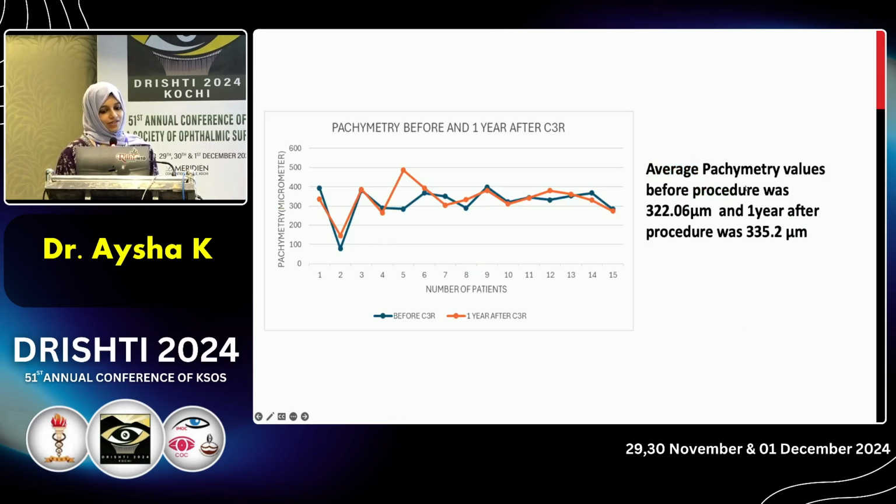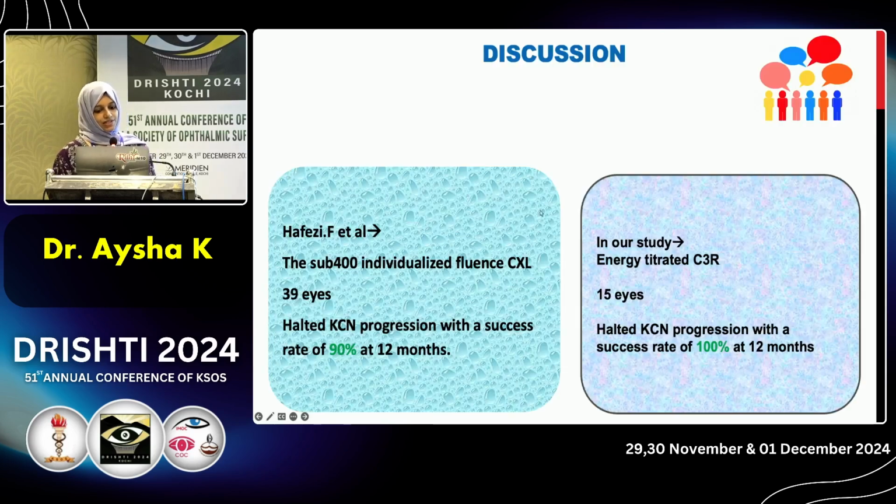Average pachymetry values before procedure was 322.06 microns and 1 year after procedure was 335.2 microns. Coming to discussion, in a study conducted by Hafezi F. et al. in 39 eyes, keratoconus progression halted with a success rate of 90% at 12 months. In our study, in about 15 eyes, keratoconus progression halted with a success rate of 100% at 12 months.